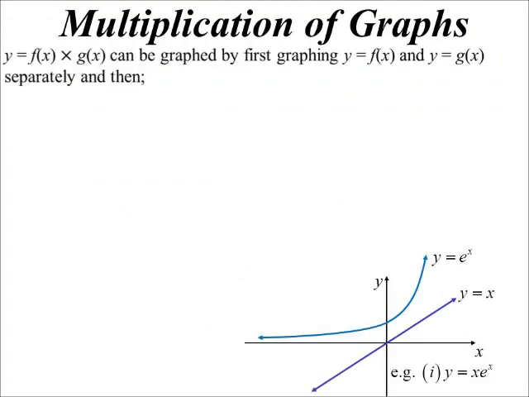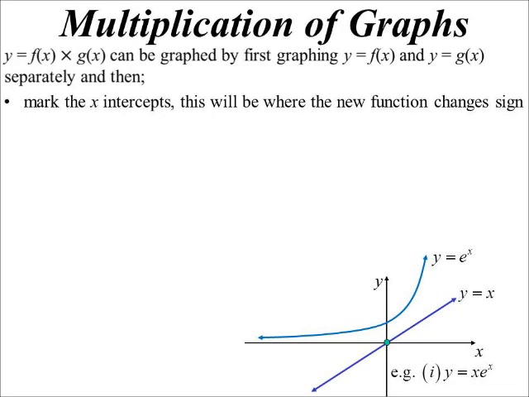Multiplying. The 2 basic ones. So we're going to draw x times e to the x all the way down there. So there's y equals x, there's y equals e to the x. We're going to multiply these 2 curves together. Find the x-intercepts. That's where the new function will change sign. Well, if you're multiplying two curves together, one of them has to be 0 to get an answer of 0. So the x-intercepts will be the x-intercepts of the two curves. Well, there's only one. It's down there at y equals x.